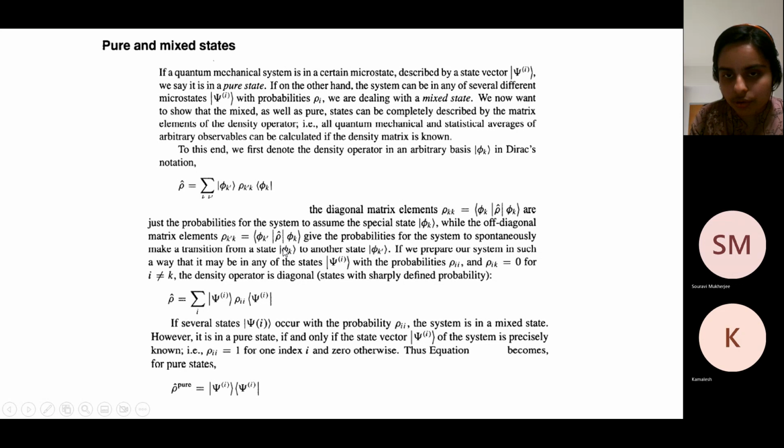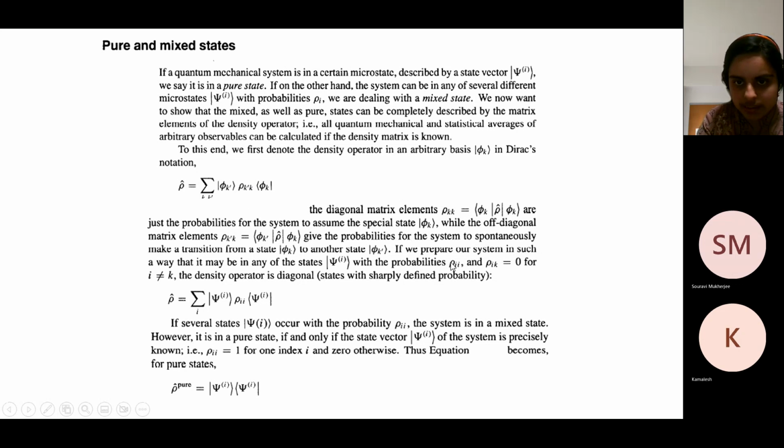So according to how your system is changing from one state to another, or whether the system has some probability of changing from one basis vector to another, you can have different values of rho k prime k. And this is how you define the density operator.